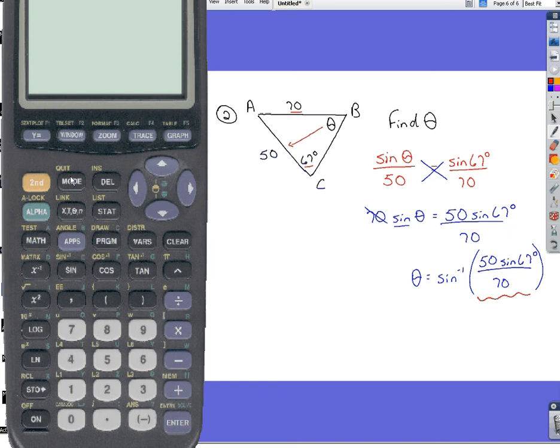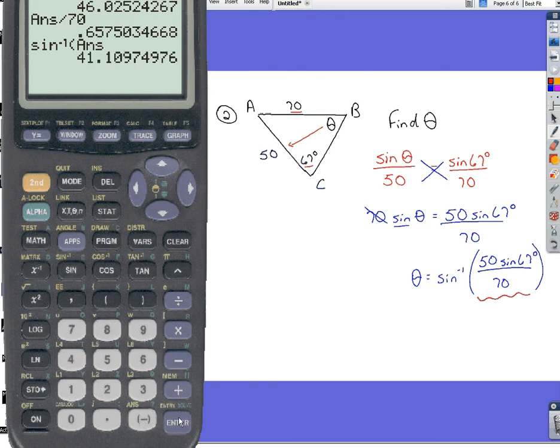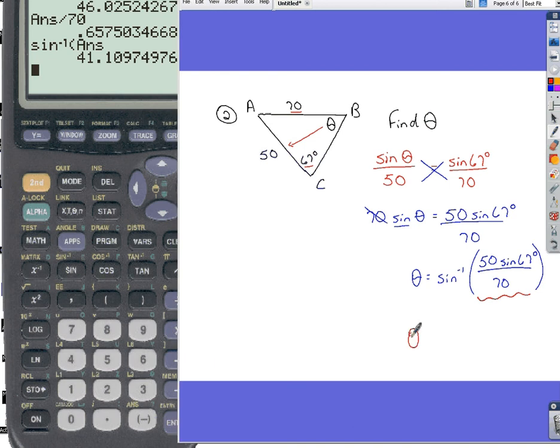All right, if I punch in this 50 sine of 67, go ahead and enter that in and then divide by the 70. Okay, that's the decimal that I need to plug into the inverse sine here. So I'm going to do second sine, which brings down the inverse sine. Hit enter, and there is my degree measure that I need for theta. Actually, it's an approximation, so I round off to one decimal place, 41.1 degrees.